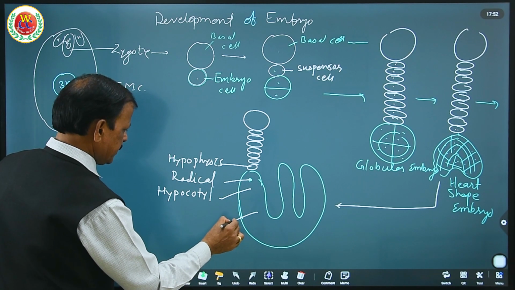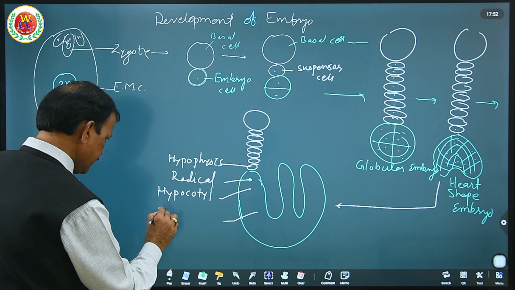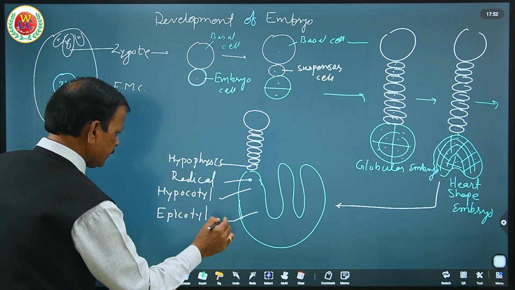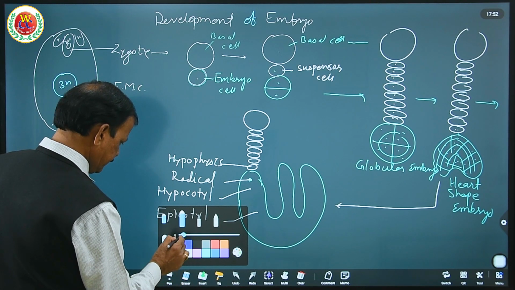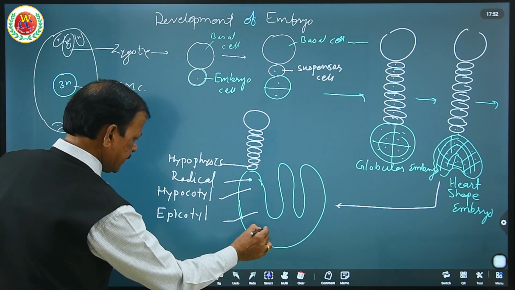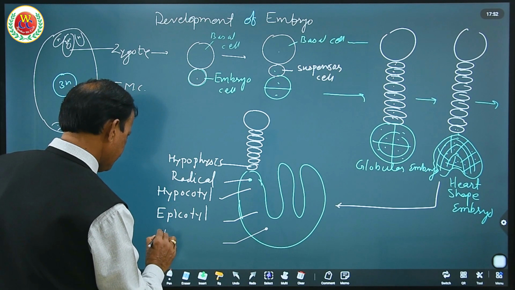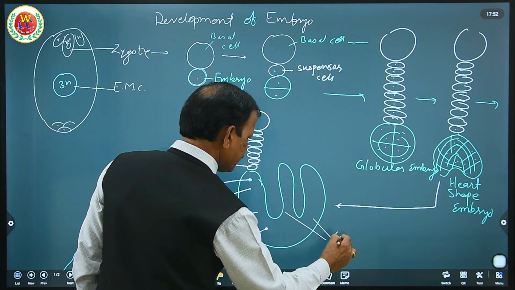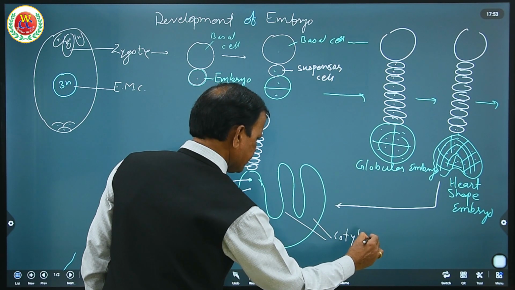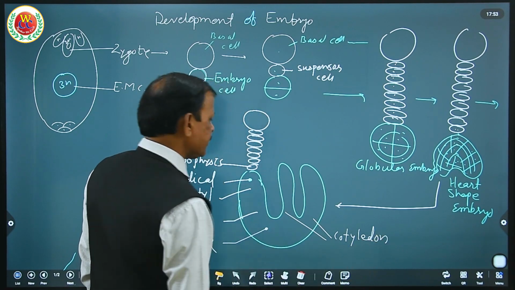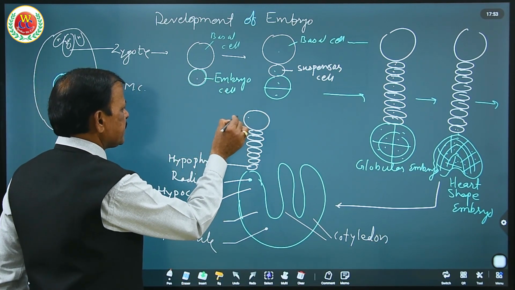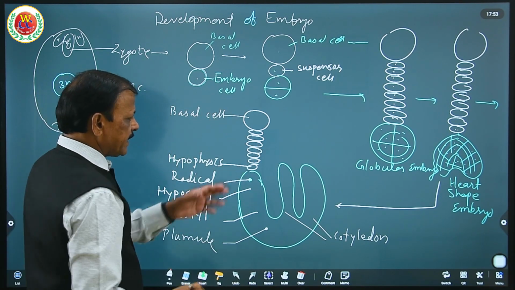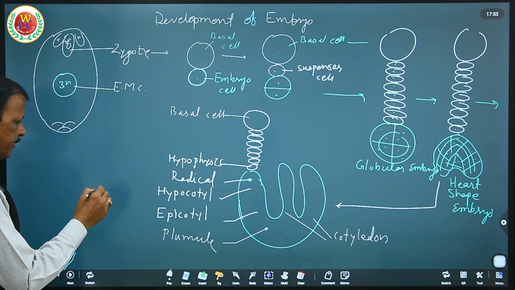Now this part is called epicotyl, and here this is plumule, and these two are developed cotyledons in a non-endospermic seed, dicot seed. So here the basal cell gets degenerated later, the suspensor contracts, condenses and gets degenerated, only the embryo remains with the seed.